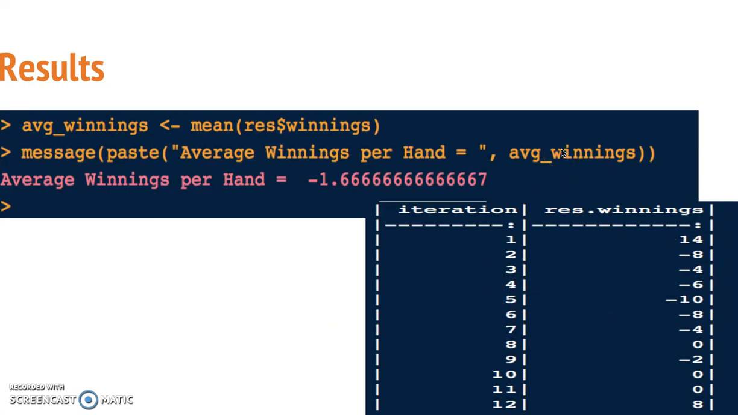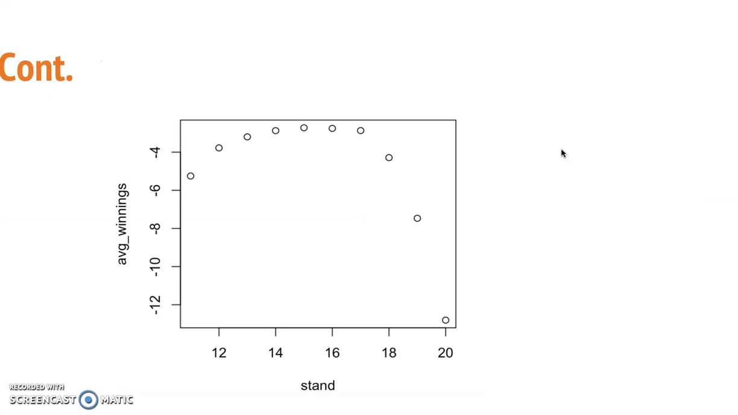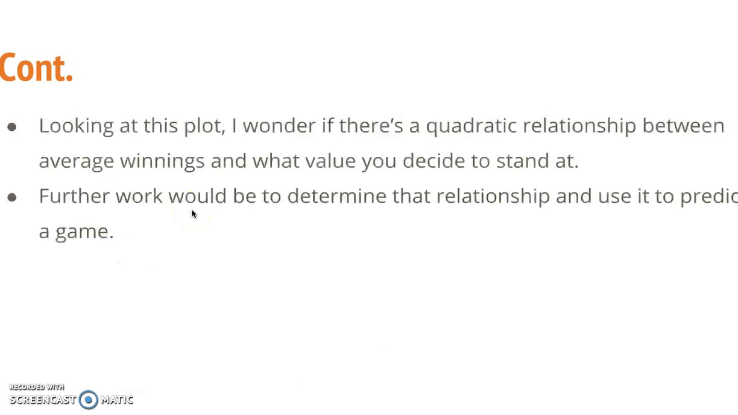So I decided to plot these to see what I would get. And this is the plot that I came out with. And immediately what jumps out to me is that it looks as though it could be some form of a quadratic equation. So I wonder if there's a quadratic equation that can be fitted to this to predict what your score would be after each round.